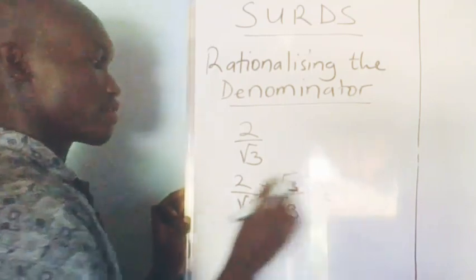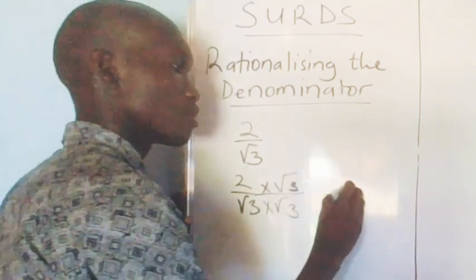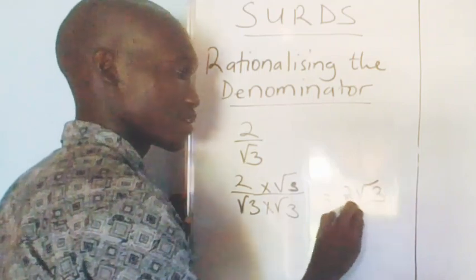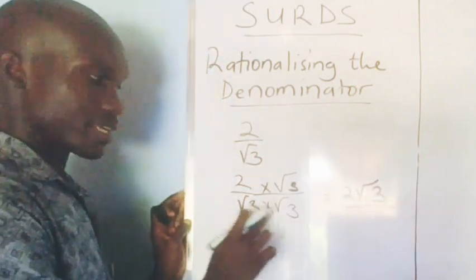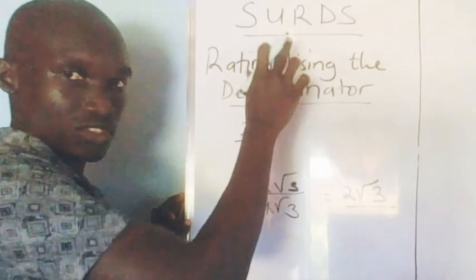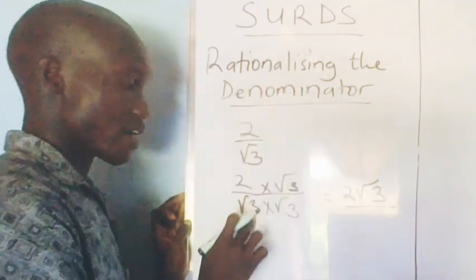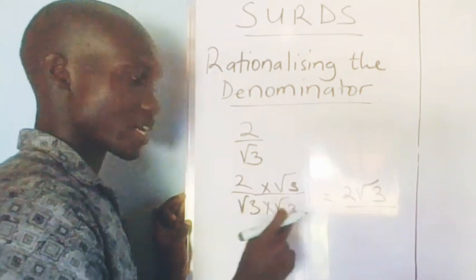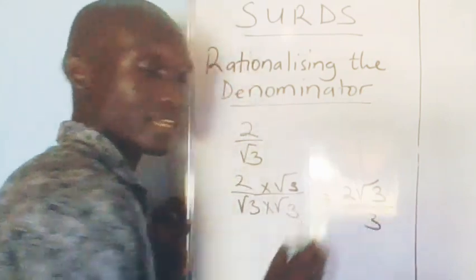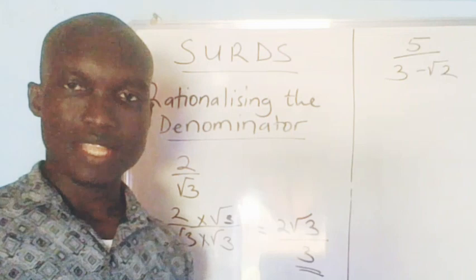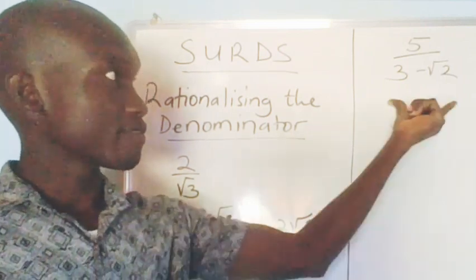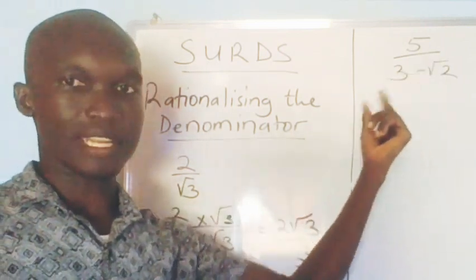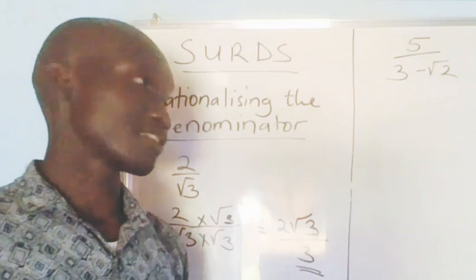So that we are going to have 2 times root 3 will be 2 root 3 over root 3 times root 3. The second rule we saw, when you have the same root, it becomes just one number. So root 3 times root 3 will give us 3 alone. And let's look at the second number. We are given a number 5 over 3 minus root 2 in the denominator.